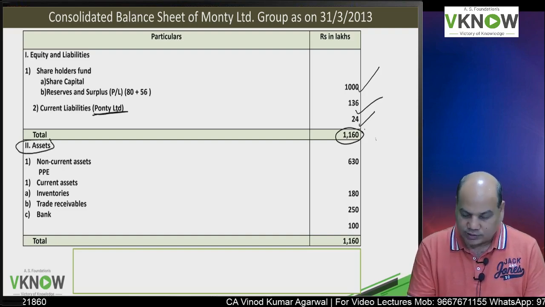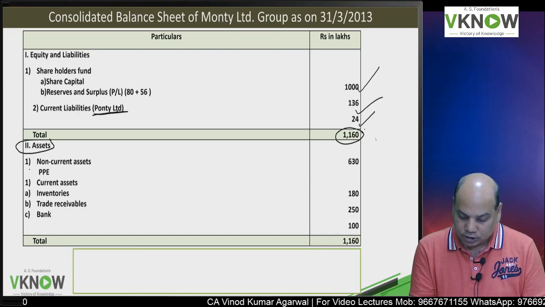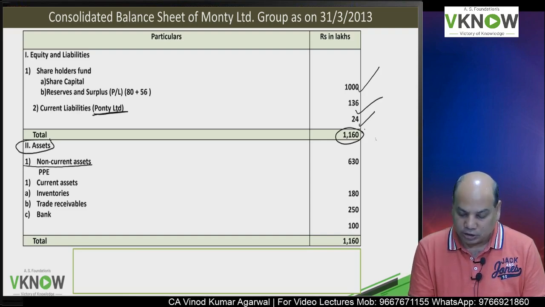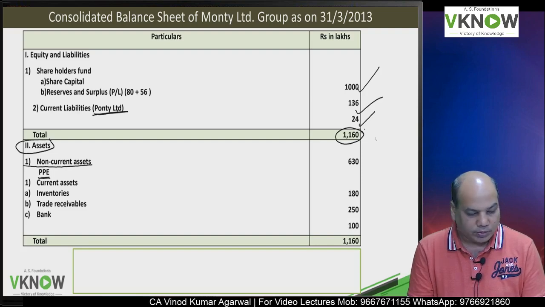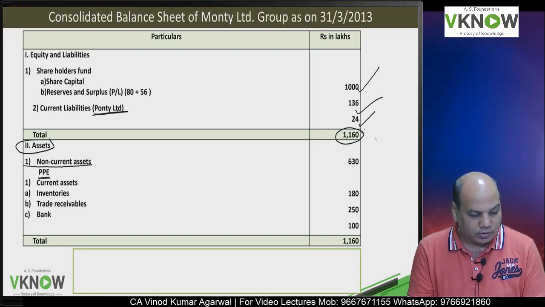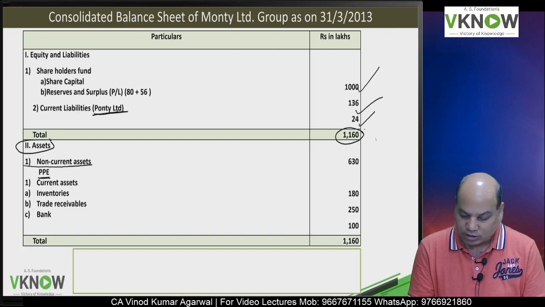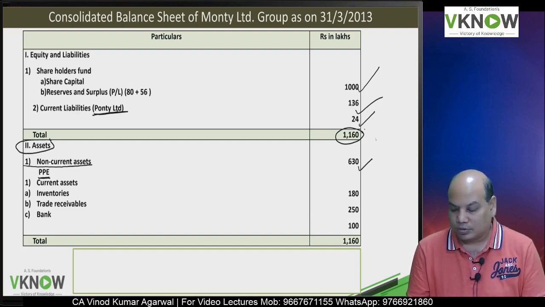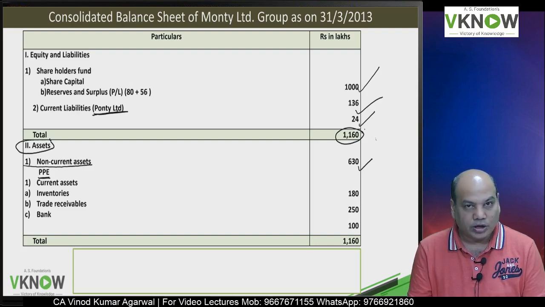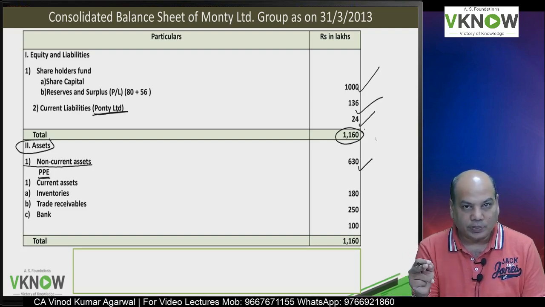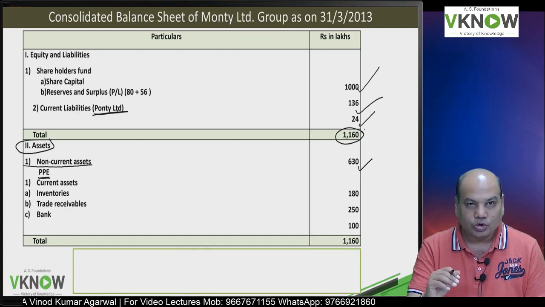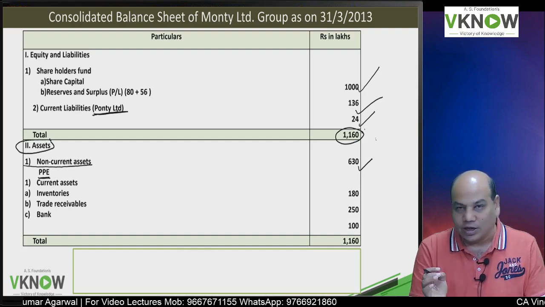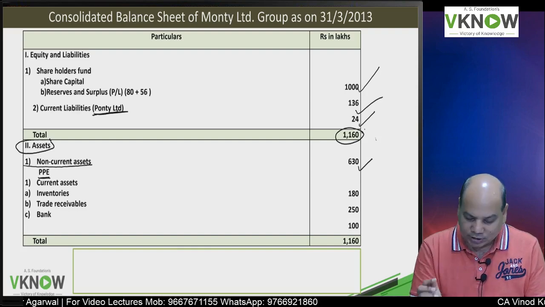Come to part 2, asset side. Write 1, non-current asset. Under that write property, plant, equipment. Trial balance, debit balance side, last third line, you have 630. Depreciation is already charged because depreciation is appearing in the trial balance. So depreciation is already deducted while calculating 630.